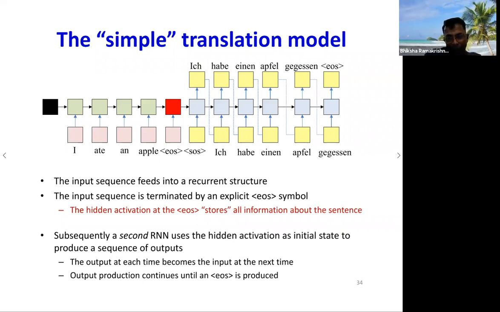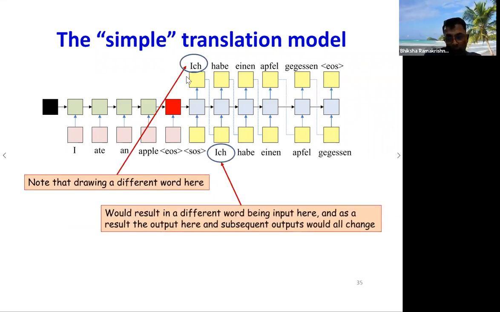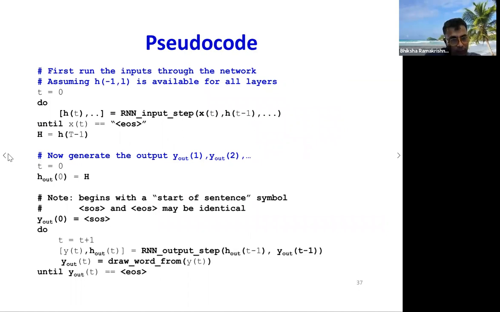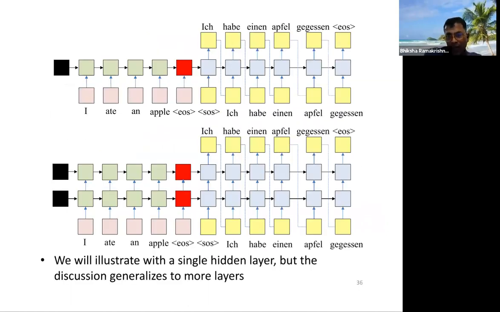Now observe something here. If I had drawn a different word over here, say do instead of ish, then the word going in at the next time over here would be do instead of ish. And so the next output probability distribution would be different. And so the word you drew from it would be different, and every subsequent word would be different. Now, just a warning. In my figures, I'm showing a single hidden layer, but in practice, there could be any number of hidden layers, and the basic idea would remain the same. So while my figures look like this, the network could look far more complex, something like this, or even much more complex. However, for my illustrations, I'm going to stay with this simple figure.